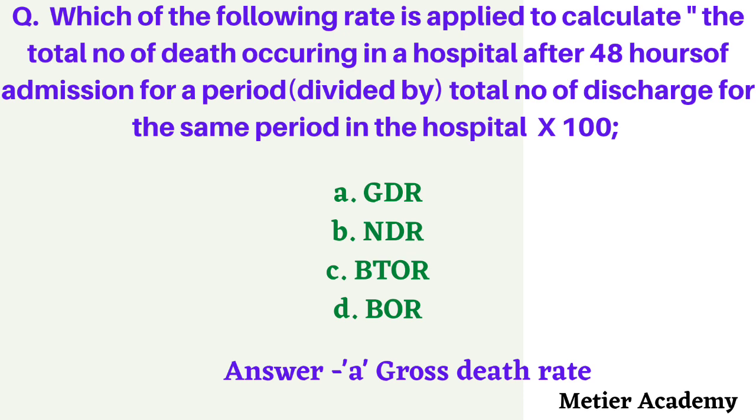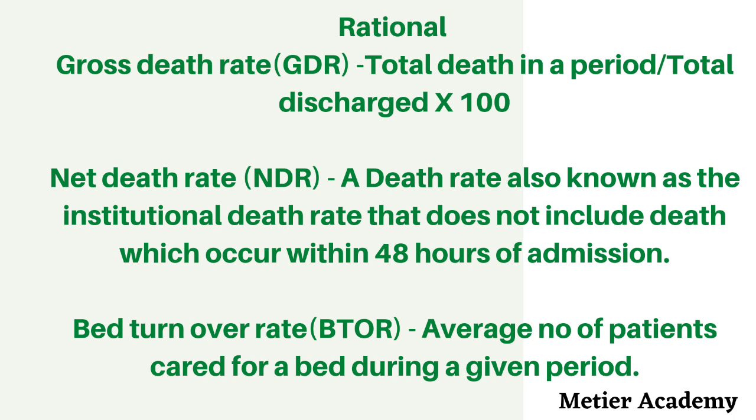You should know the abbreviation first. Let's see in detail. GDR, gross death rate, is equal to total death in a period divided by total discharge into 100. On the other hand, net death rate, also known as institutional death rate, does not include the deaths which occur within 48 hours of admission. Underline the word. The next one is bed turnover rate, that is called as BTOR, average number of patients cared for a bed during a given period of time.